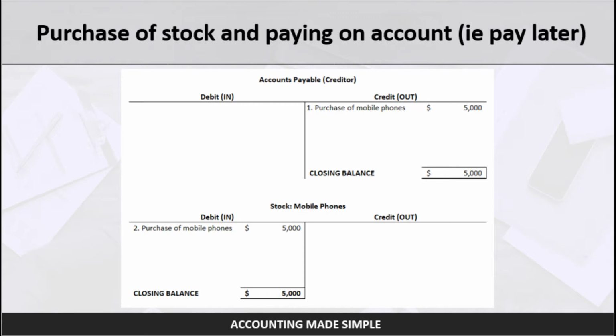How would this be recorded in the accounting system? The entries are almost identical to the example above where we bought a car with a car loan. On the money side of the entry, we have the creditor or accounts payable. It shows $5,000 in the credit or the outside of the money account, the creditor. Number 2, the purchase of the mobile phones for $5,000 is shown on the debit or the inside of the inventory mobile phones account because the mobile phones are coming in to our business.